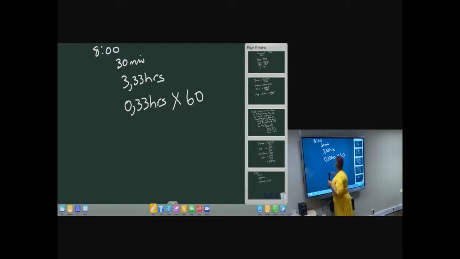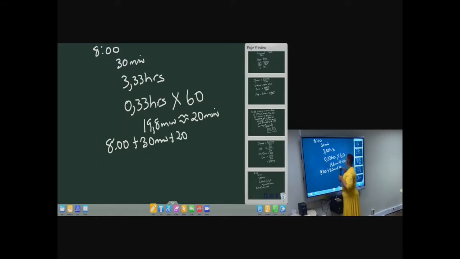You've got 19.8 minutes, and you are allowed to round it to 20 minutes. Then you have your 8, which you left with, plus your 30 minutes, plus your 20 minutes now, plus your 3 hours.